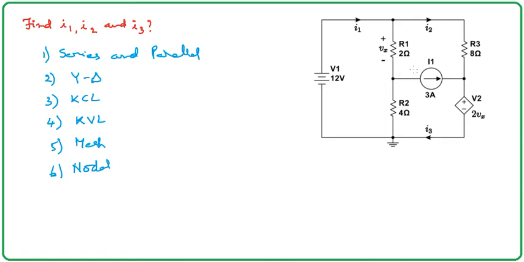Here our job is to find the currents, so we can straight away select mesh analysis because three meshes are there. So mesh analysis is suitable. In due course we need to use KVL only, so no need of using KCL at all, and series parallel and star delta are not required. Nodal is also not that suitable. We can use nodal also, but it's not that suitable. Anyhow, let's proceed with KVL. KVL means mesh analysis.